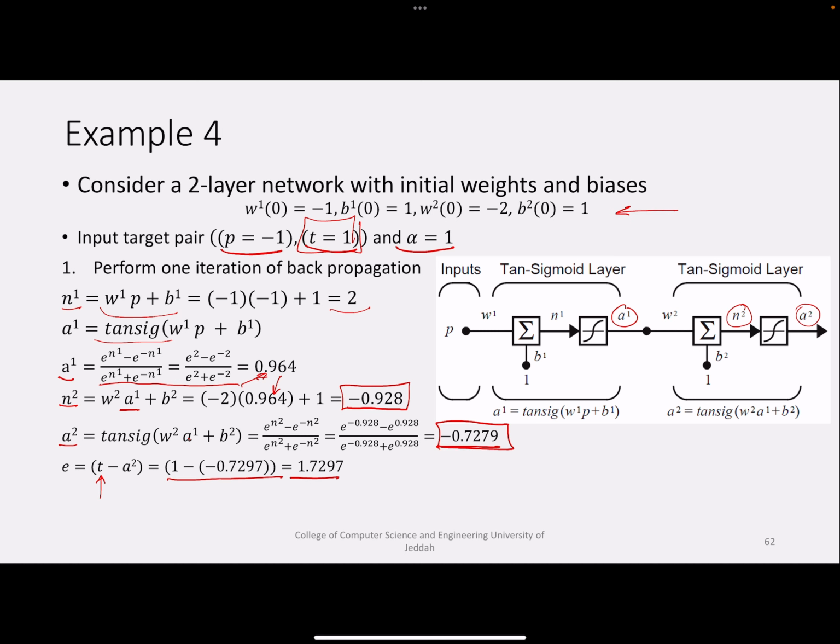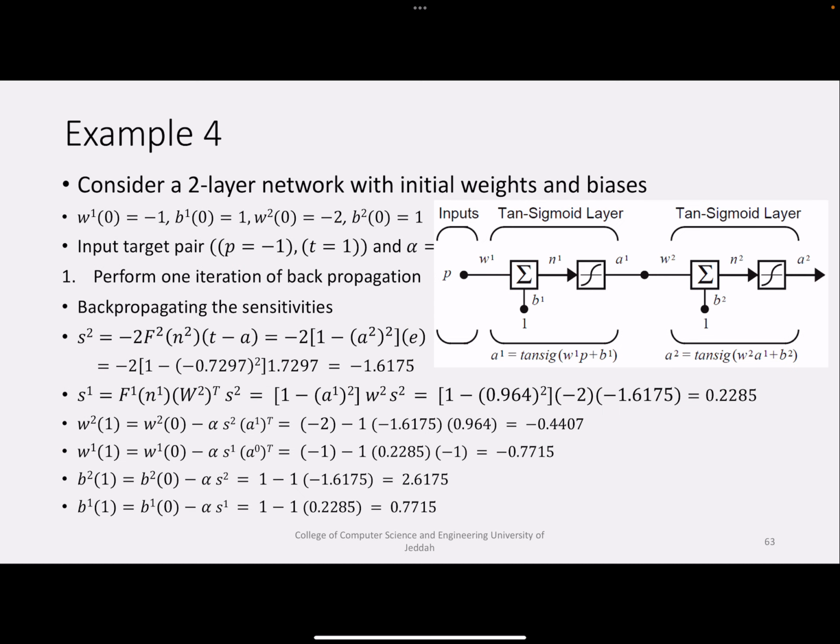Next step is performing backpropagation. For that, again, we begin by finding sensitivity of second layer. We have the error value, of course. Plug that in, get -1.6175. Use that to compute the sensitivity of the first layer. So that's where this comes from. And you get 0.2285.